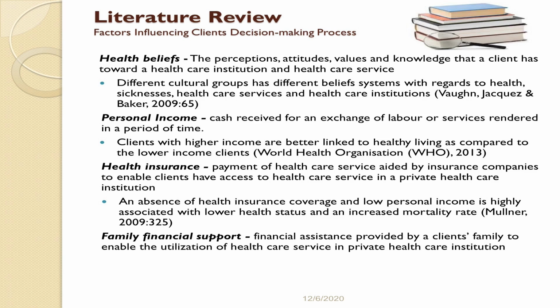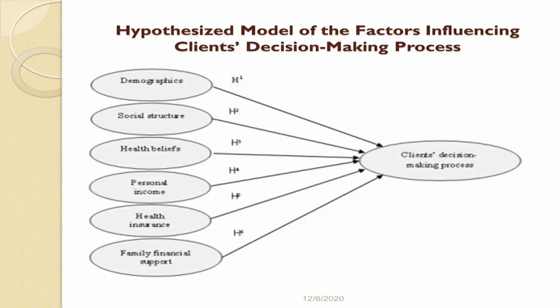The hypothesized model of the factors influencing client's decision-making process. This figure shows the hypothesized model of the factors influencing clients' decision-making process regarding the use of private healthcare institutions. And the figure reviews hypothesis 1 to 6, which states that there's a relationship between demographics and clients' decision-making process regarding private healthcare institutions. There's a relationship between social structure, health beliefs, personal income, health insurance, and family financial support, and client's decision-making process regarding private healthcare institutions.